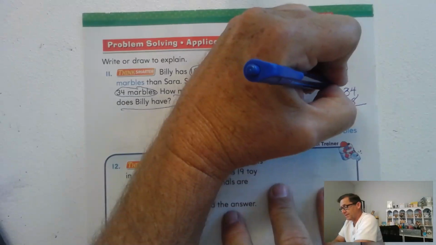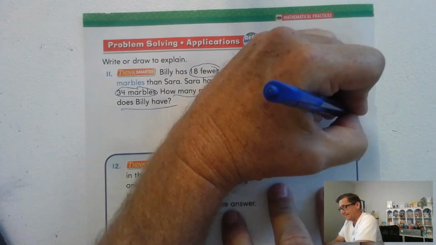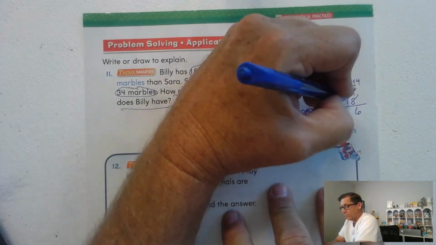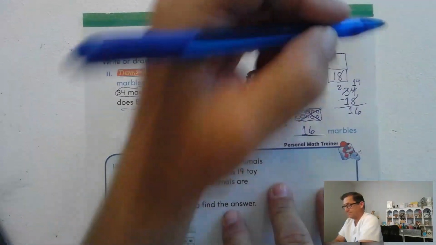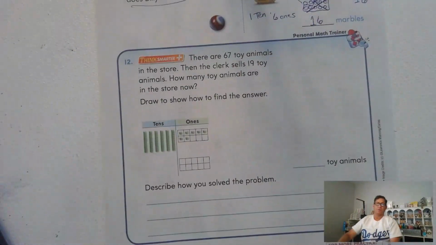Okay, we can check it by doing the standard way. 14 take away 8 is 6. 2 tens take away 1 10 is 1 10. 16. Okay. And finally, number 12.